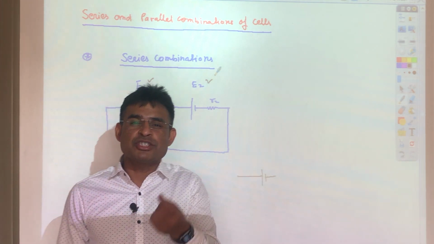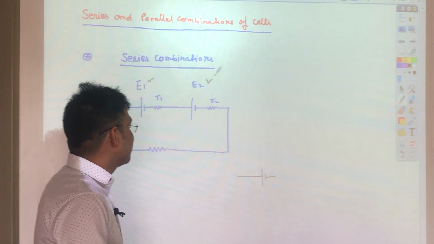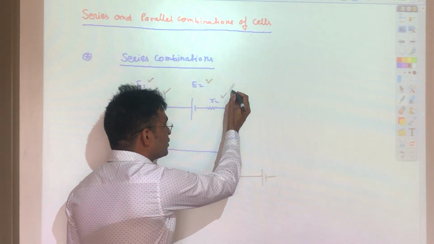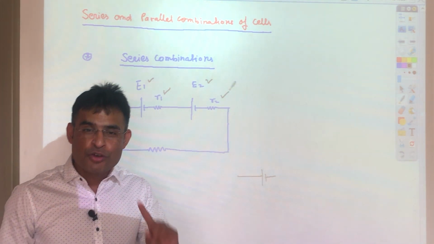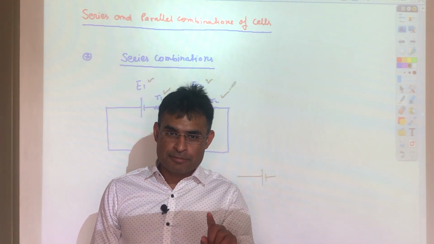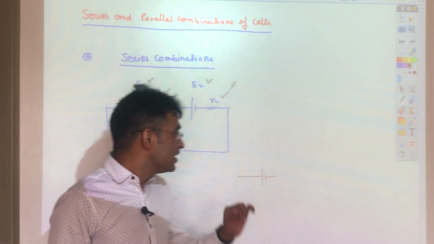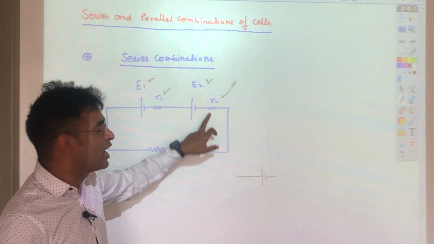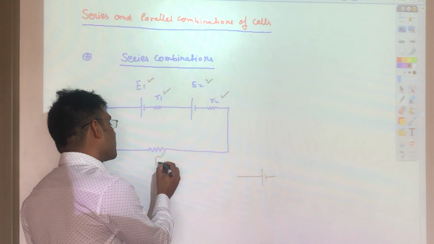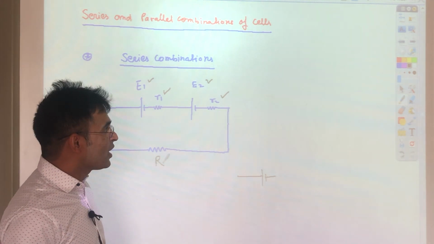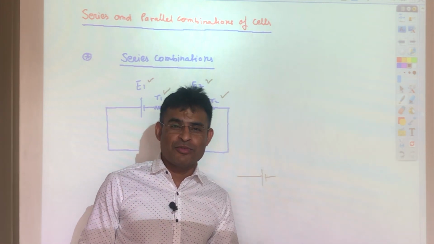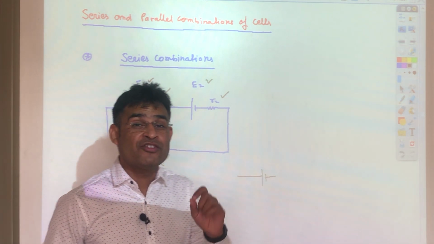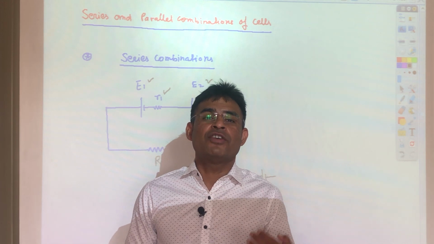So, every material has some internal resistance. So, there is internal resistance of the first battery, that is R1, and internal resistance of the second battery, that is R2. What is the EMF of the first battery? E1. EMF of the second battery E2, internal resistance of the first battery R1, internal resistance of the second battery R2, and this capital R is the external resistance. What do I want to find out? I want to find out the formula for net current, or else the formula for net EMF and the formula for net resistance.